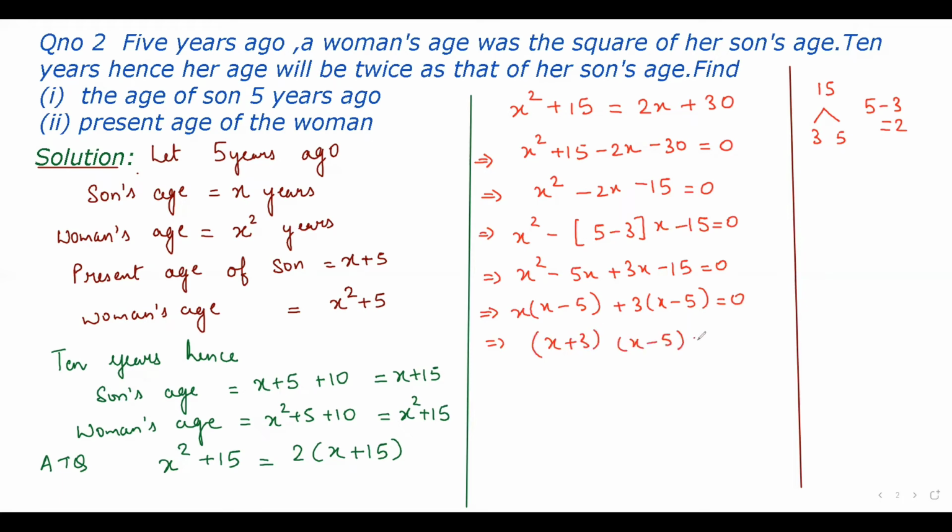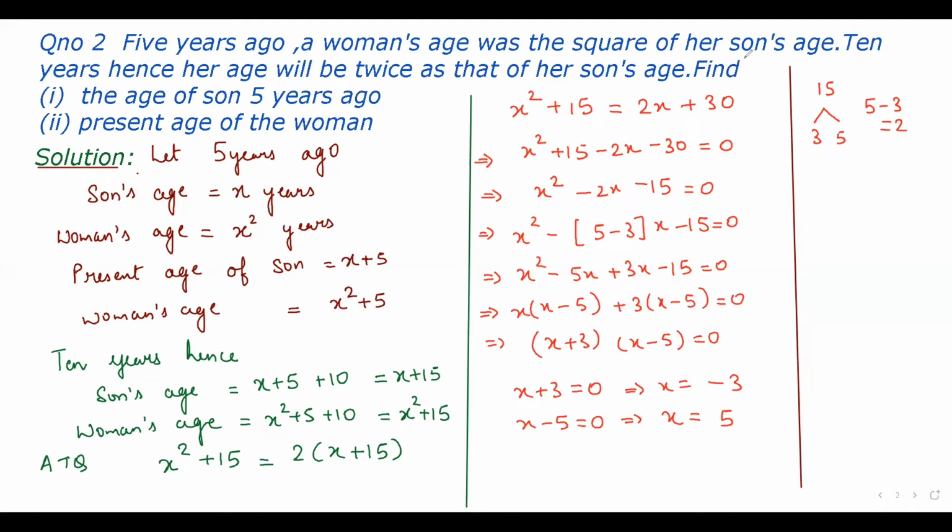Now by the zero product rule we can find the values of x. So x plus 3 is equal to 0. This gives you x is equal to minus 3. And x minus 5 is equal to 0. This gives the value of x as 5. Okay. Now, x being an age cannot be negative. So we will ignore the negative value of x and we will consider only the positive value.